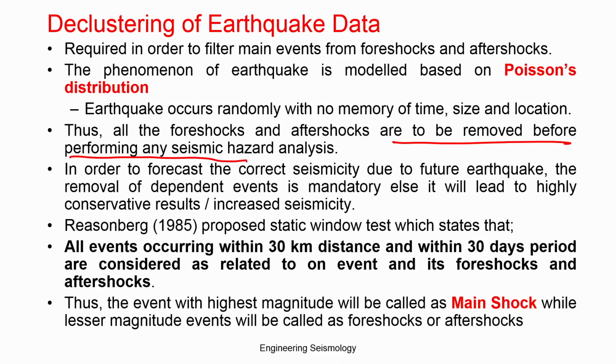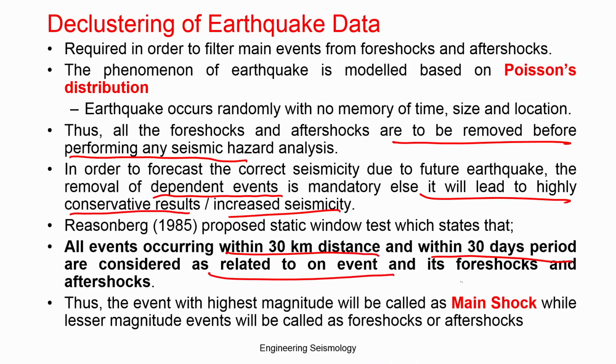In order to forecast correct seismicity due to future earthquakes, the removal of dependent events, the foreshocks and repeated main shocks, is mandatory, else it will lead to a highly conservative result and increased seismicity. Reasenberg proposed a static window test, which states that all events occurring within a 30 kilometer distance within a 30 day period are considered related to the main event as foreshocks and aftershocks. So you should remove the events within this band. Again, this was suggested by Reasenberg.